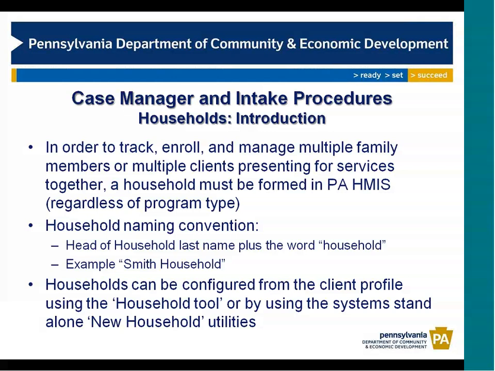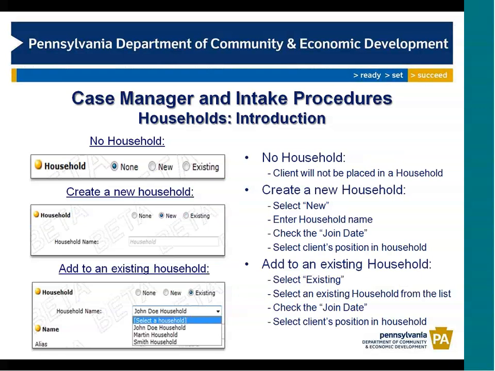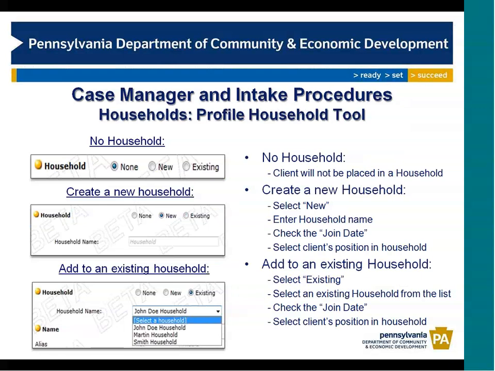We do recommend using a specific housing convention, like head of household last name plus the word household. It makes it easier when you're searching for households later in the system, because you have some keywords to use. Now, households can be configured in a couple ways. One is from the client profile, using what we call the household profile tool, or by using a number of standalone tools the system has, like new household lookup, and we'll cover each of them briefly in the next couple slides.